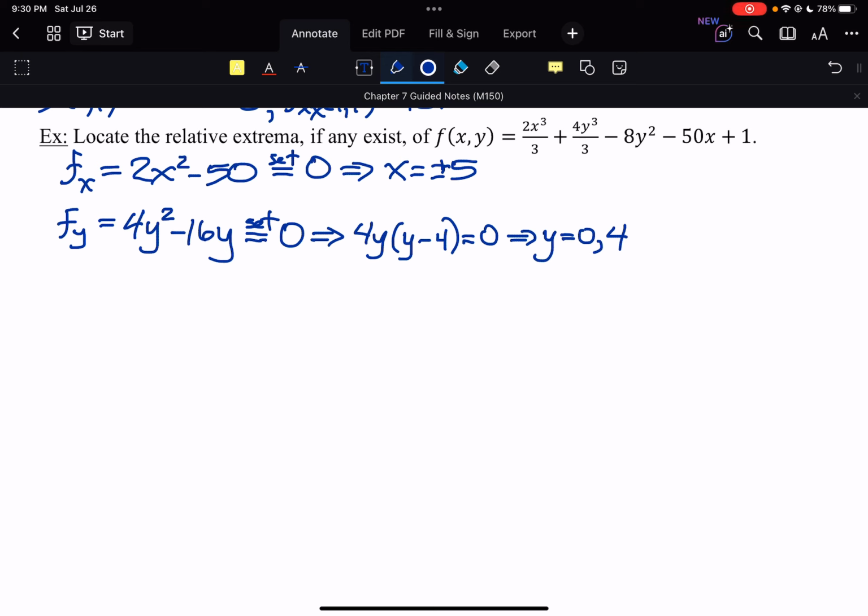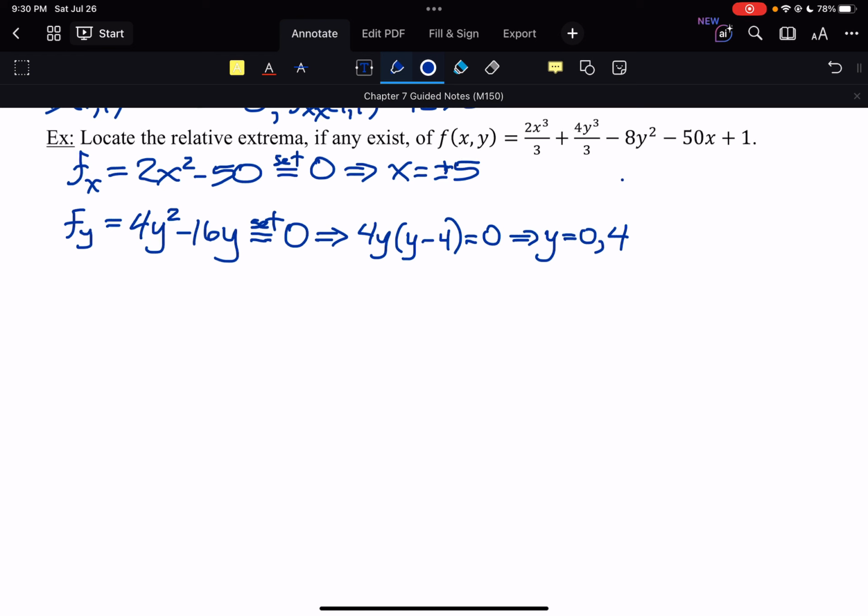So we have 2 x values, 2 y values. So our critical points, we'll start with the negative 5s. Negative 5, 0, negative 5, 4, and then 5, 0, and 5, 4.